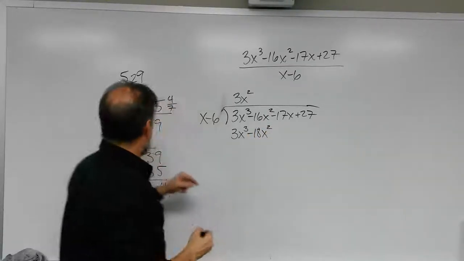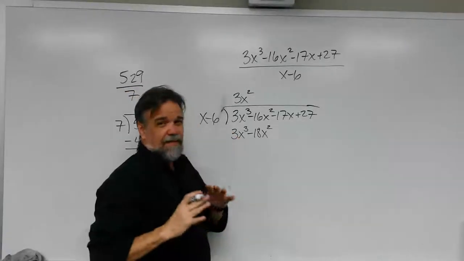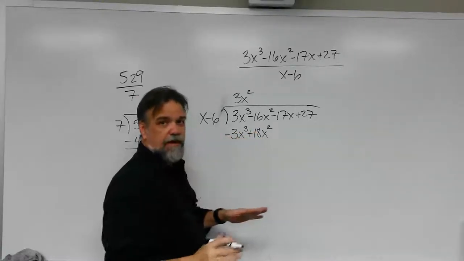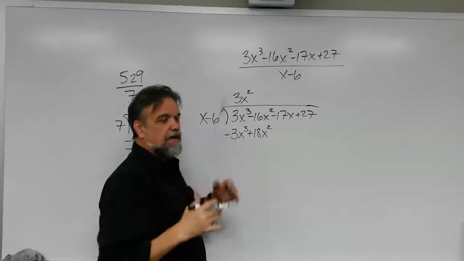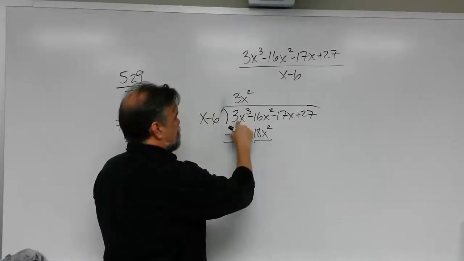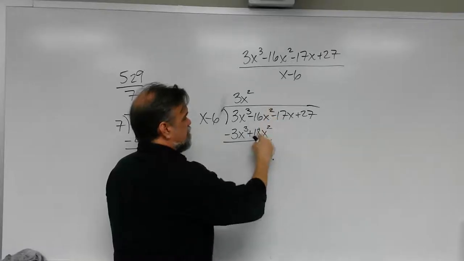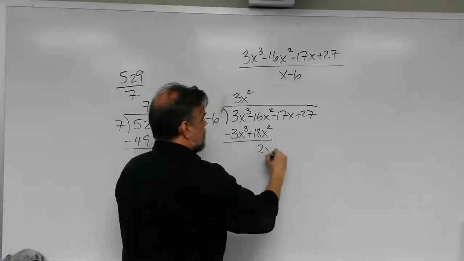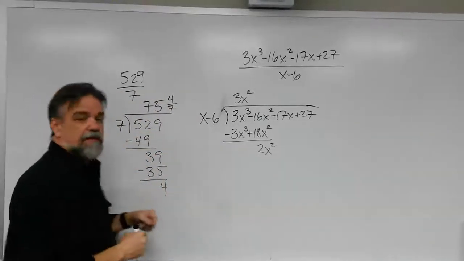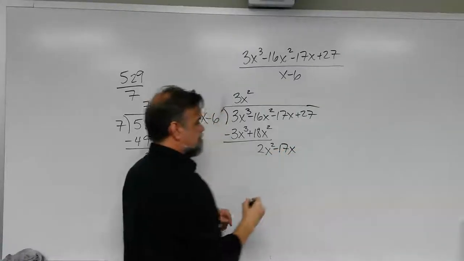Okay? Now, what did I do here? I subtracted that number. So I'm going to subtract this. If you're anything like me, the best way to subtract is you change the signs and then you add. I find that easier. Otherwise, I mess up on my operations. Okay? So 3x cubed minus 3x cubed, that's nothing. Negative 16x squared plus 18x squared is going to be 2x squared. Now, what did I do over here? I dropped down this 9. What am I going to do over here? I'm going to drop down this minus 17x.